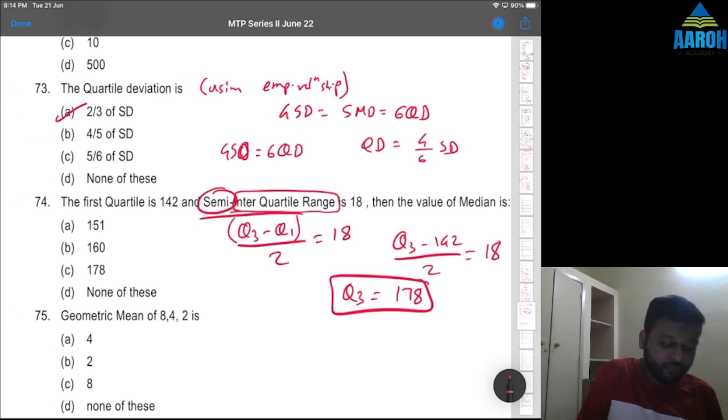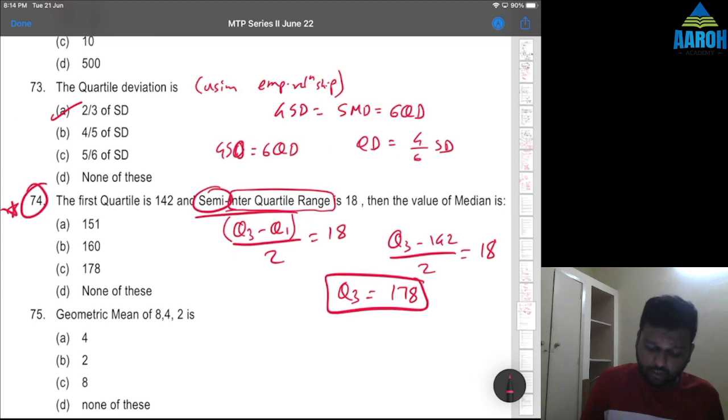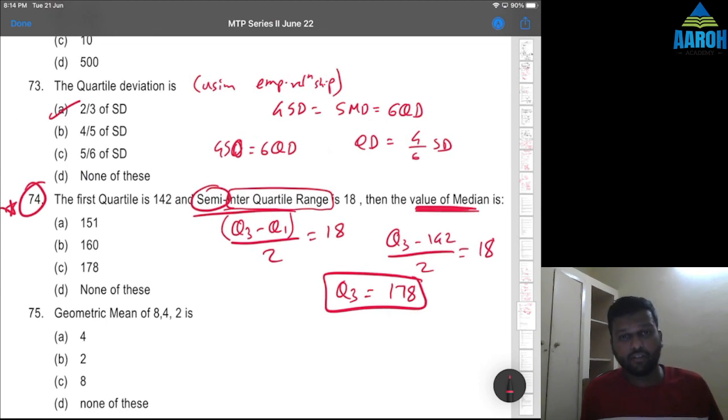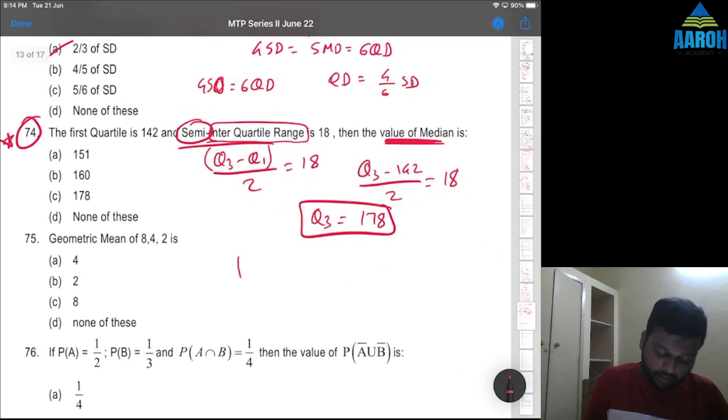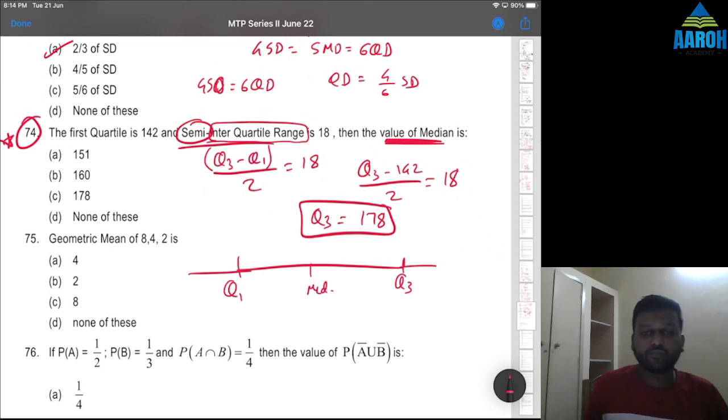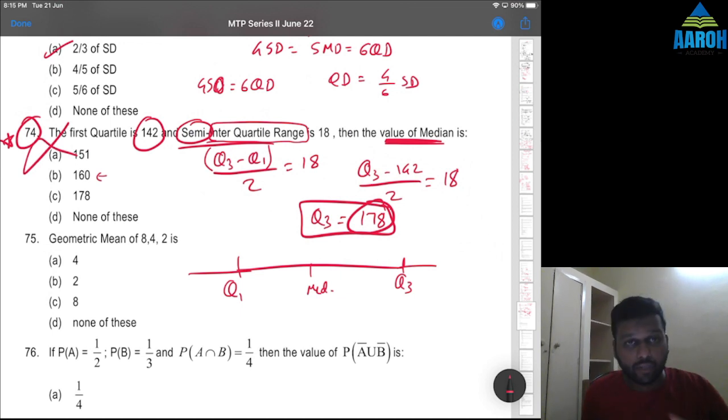Now there is a problem with this question, that value of median they are asking. They have assumed that this is Q1, Q3, median, and that median is the average of Q1 and Q3. What is the average of Q1 and Q3? 142 plus 178 by 2, 160. Probably they have this answer at the back, I don't know, but that is wrong because median is not the average of Q1 and Q3. So this is a wrong question. It is there in the module as well. It is completely wrong, because median is not the average of Q1 and Q3.